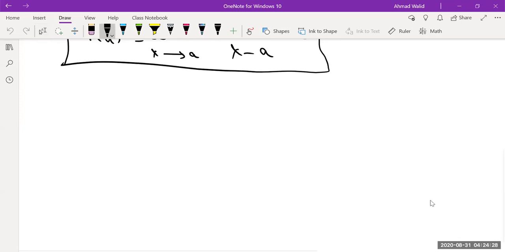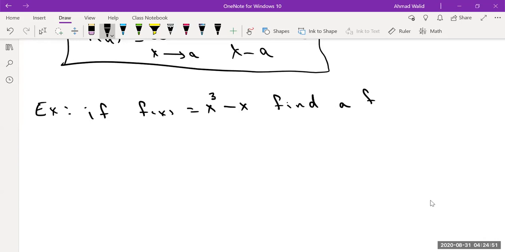Let's start with a basic example. Find the derivative of a function at a given point, correct? Example number 1, f of x equals x cubed minus x, find a formula for f prime x. That means find the first derivative of this function.